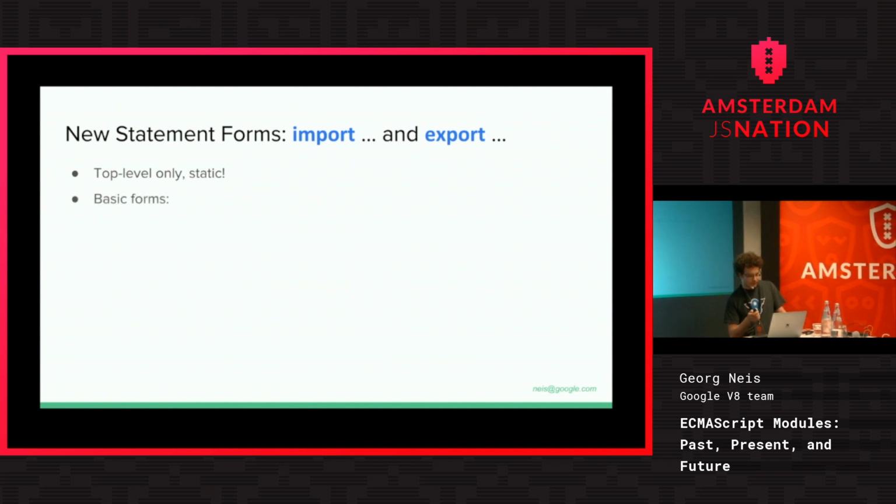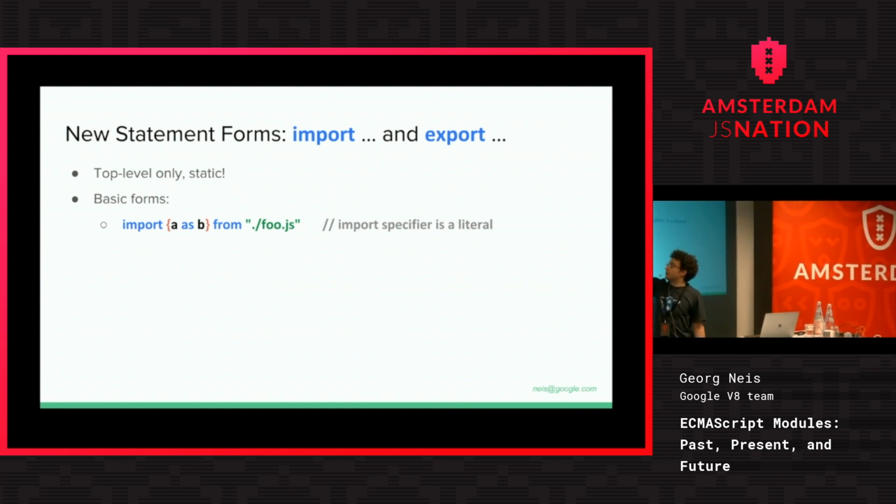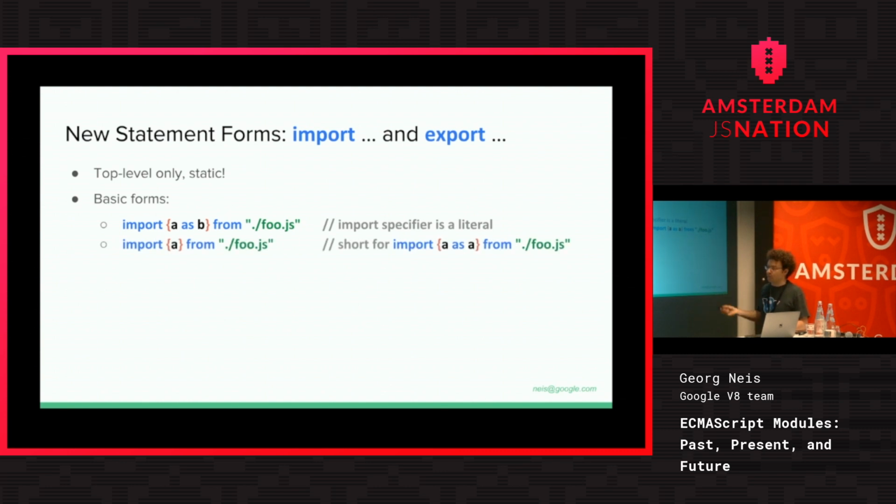The basic forms for imports look like this. So we want to import something from module foo.js. This is the module specifier, and it has to be a literal. It cannot be computed at runtime. And you're importing something that's called A in module foo, and you're calling it B in your own local module. So this introduces a new name B into the local scope. There's a short form for the situation where you don't want to rename the thing.